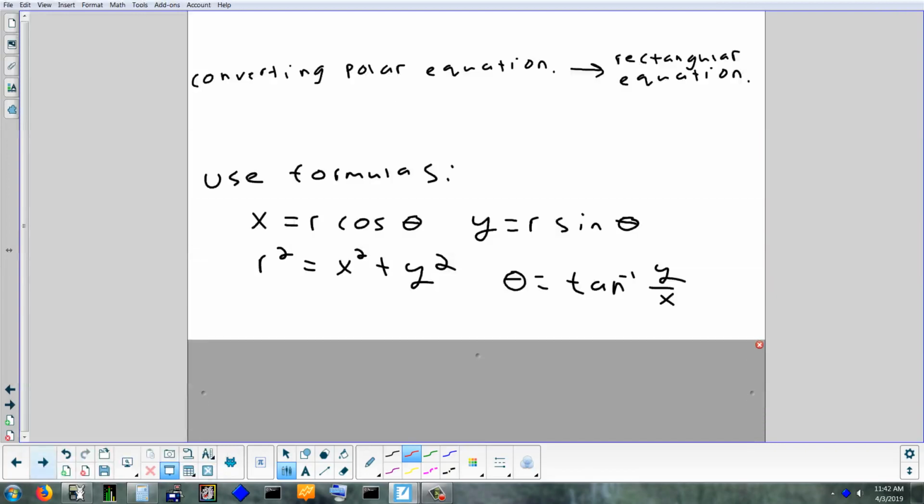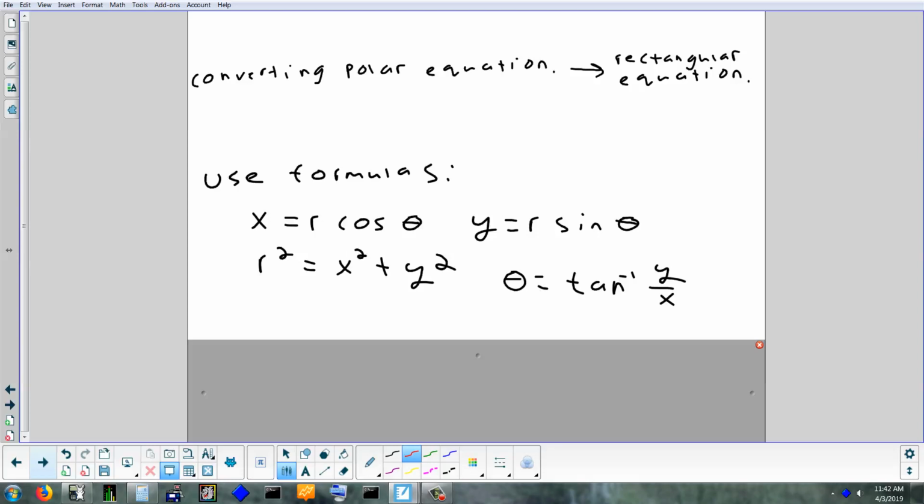All right, now we're going to look at a cardioid and change it to rectangular. When we change it to rectangular, you're not going to be able to graph it, because there's no way to get y by itself. We're going to end up with a relatively messy equation. Cardioids look nice and simple in polar, 2 plus 2 cosine. They don't look that simple in rectangular.